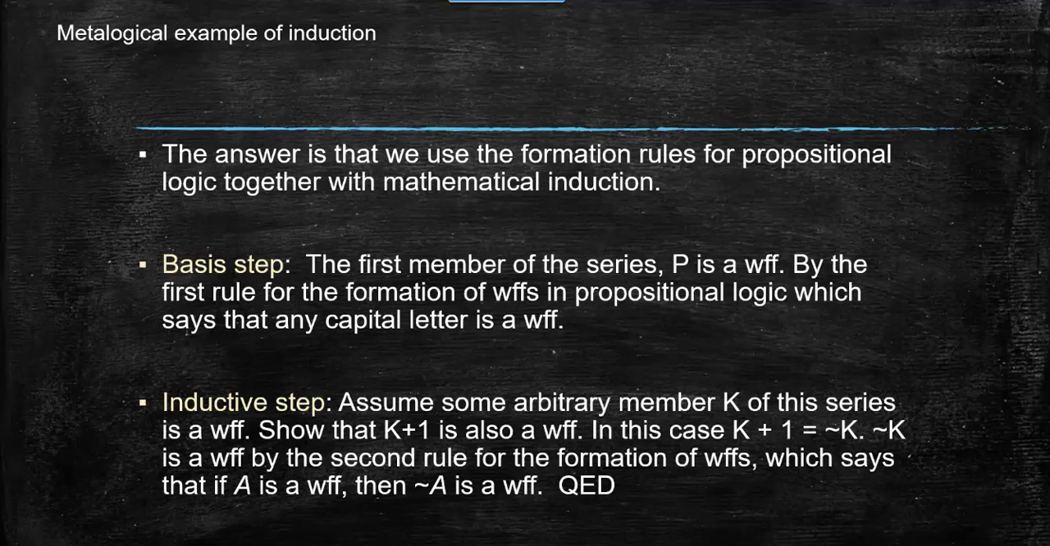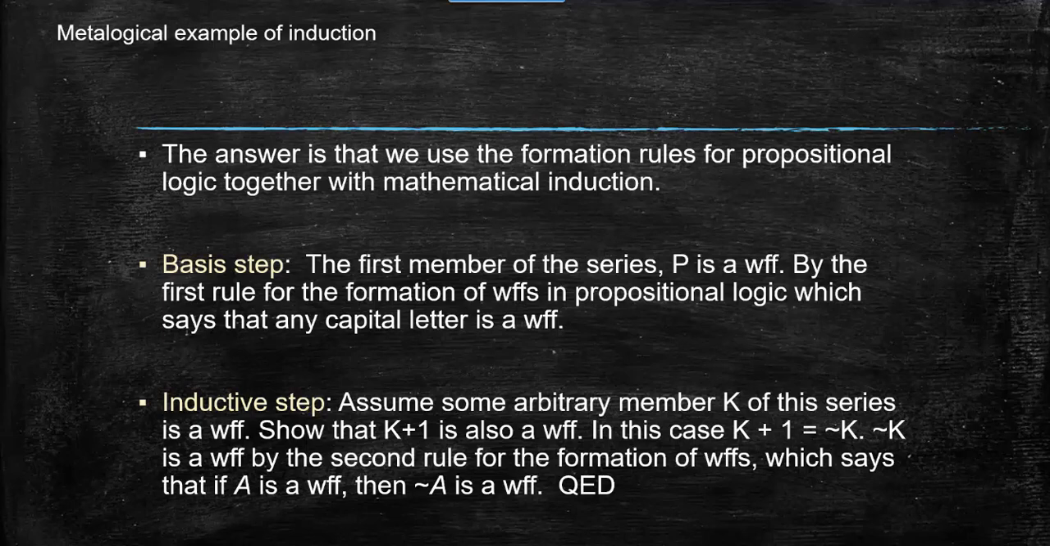So this is much simpler than our previous examples. In this case, k plus 1 equals simply negated k. And negated k is a woof by the second rule for the formation of woofs, which says that if A is a woof, then not A is a woof. And that's all there is to that.